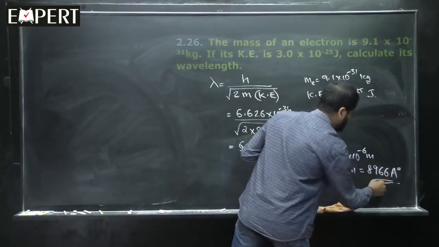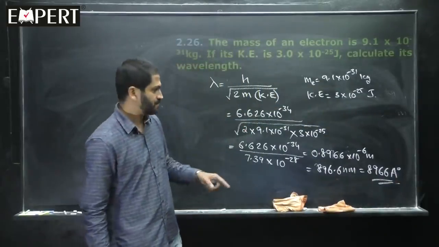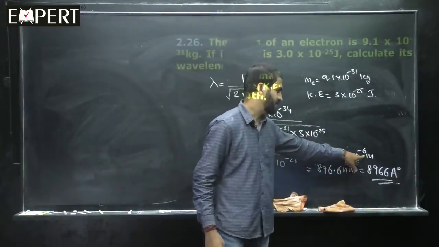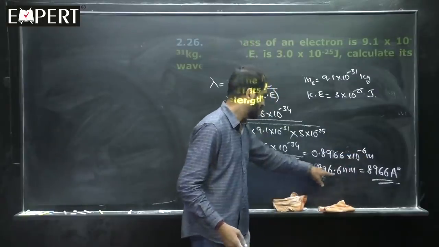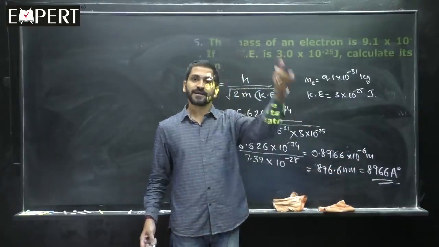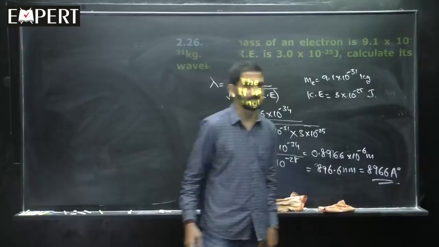I hope all of you know what is angstrom. Angstrom is 10 to the power minus 10. So, I am taking 3 over here, then it becomes 10 to the power minus 9 nanometer. If I am taking 1 more over here, 10 to the power minus 10 angstrom.